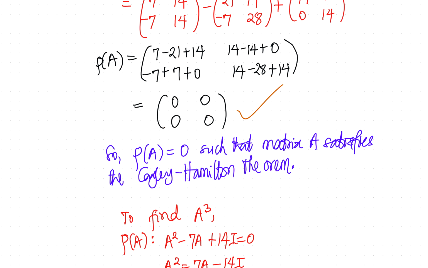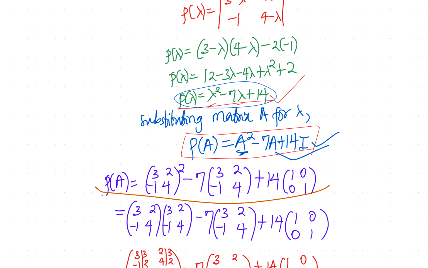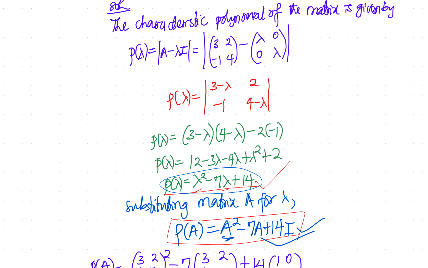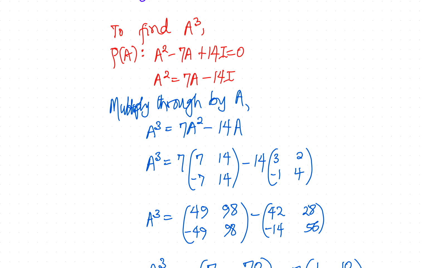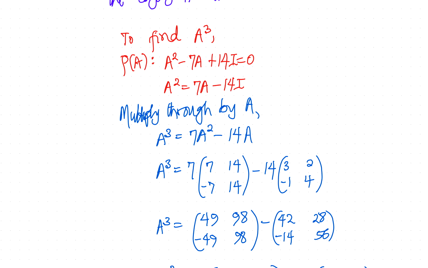Now, don't forget the second part of the question is to find A raised to power 3. Normally to find A raised to power 3, you just need to do 3, 2, minus 1, 4 raised to power 3, and you do that 3 times. But with Cayley-Hamilton's theorem, you can get A raised to power 3 by not multiplying outrightly like that. I know adding things up might be a bit easier than multiplying them, right?